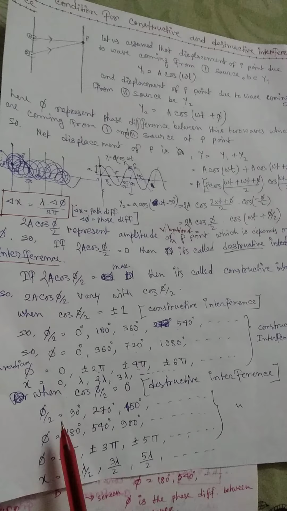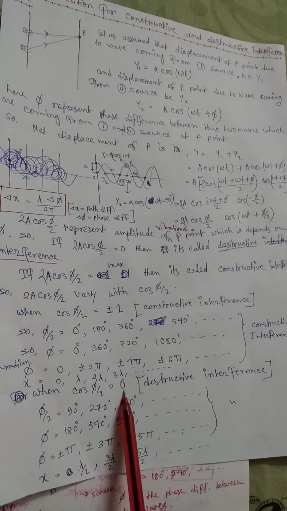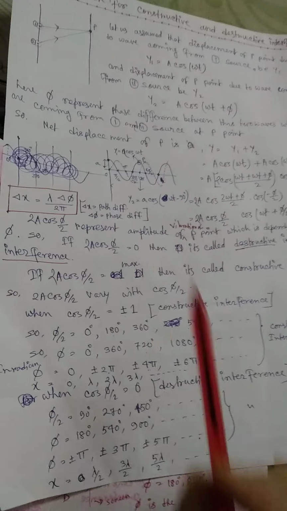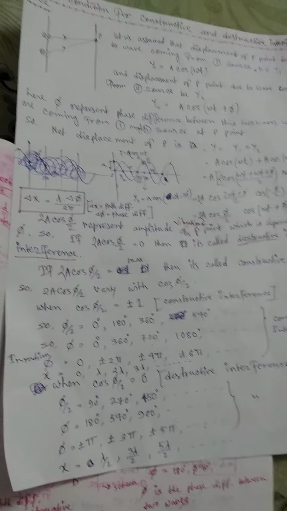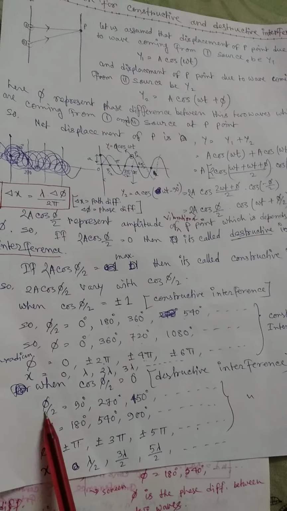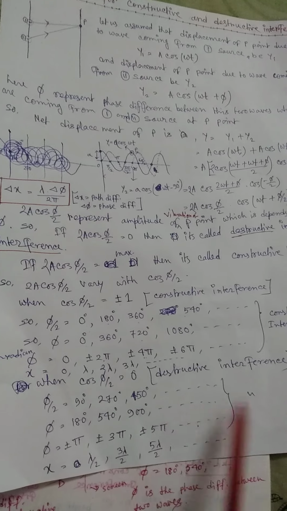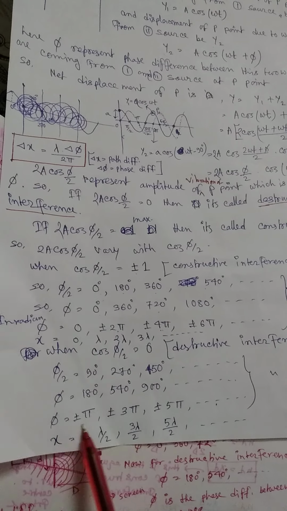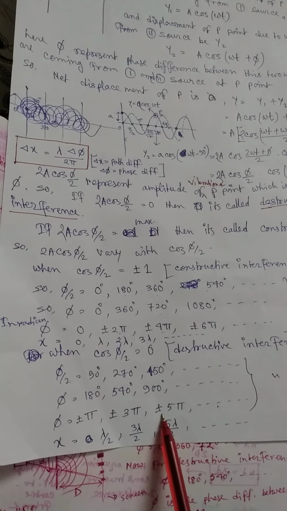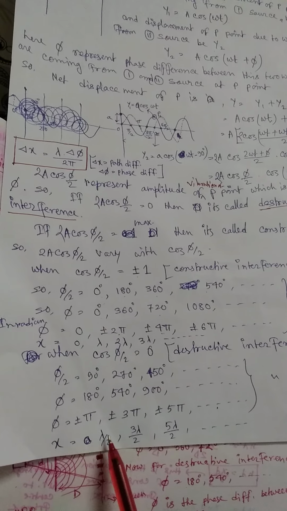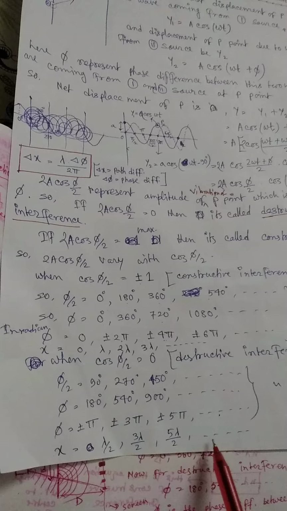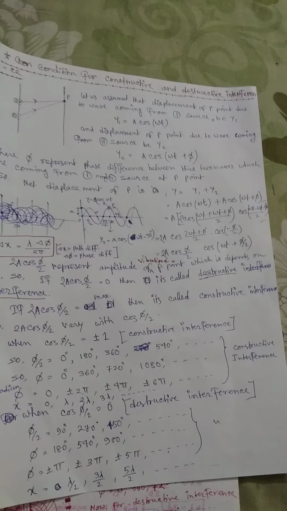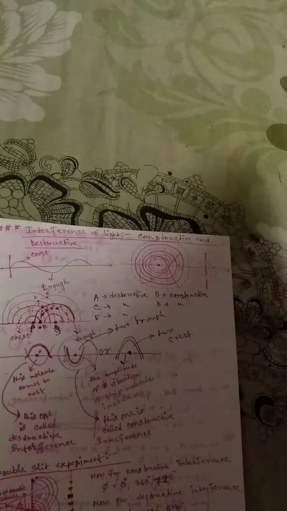What about destructive interference? When cos(phi by 2) equals 0, then it is destructive interference, right? Then the amplitude becomes 0, the P point is at rest, that means this is destructive interference. So phi by 2 equals 90 degree, 270, 450, and so on. That means phi equals 180, 540, 900. So phi equals plus minus pi, plus minus 3 pi, plus minus 5 pi in radian. That means x equals lambda by 2, 3 lambda by 2, 5 lambda by 2, and so on. Okay, so these are the conditions for constructive and destructive interference.